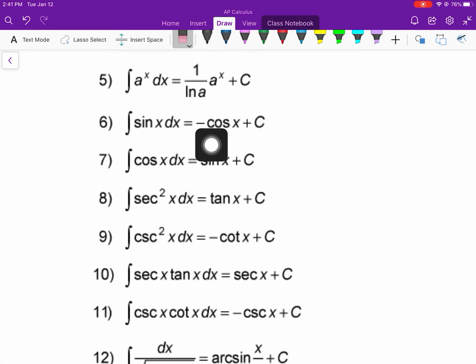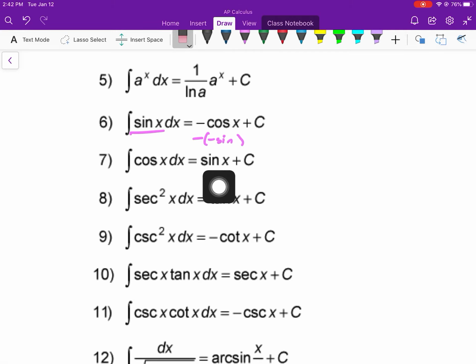So if I take the derivative of negative cosine, the derivative of cosine is negative sine, isn't it? So the derivative of negative cosine is negative negative sine, which gives us positive sine. So the antiderivative of sine is actually going to be negative cosine. So it's flipped from derivatives, I understand that, but that's the reasoning right there. Think about that a little bit more if you don't quite get it.